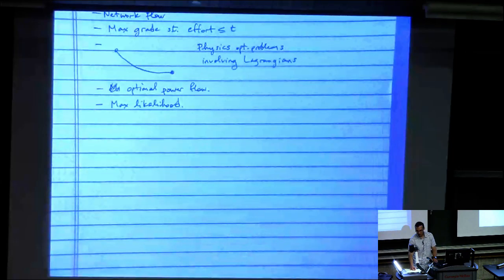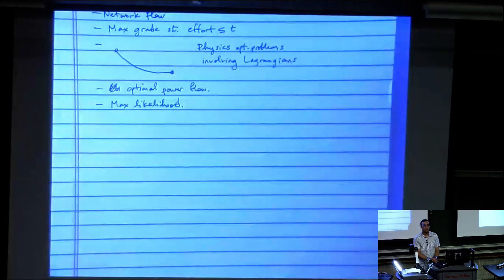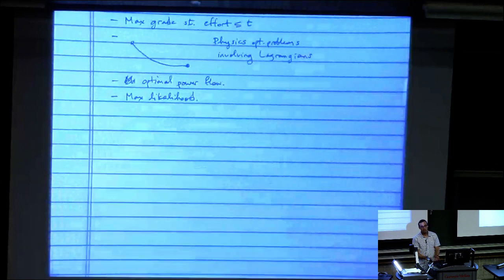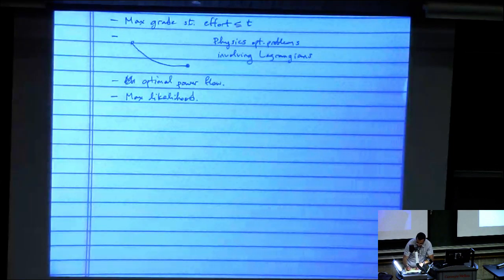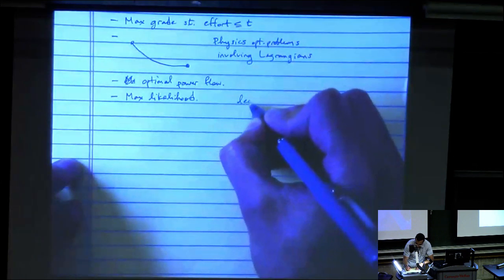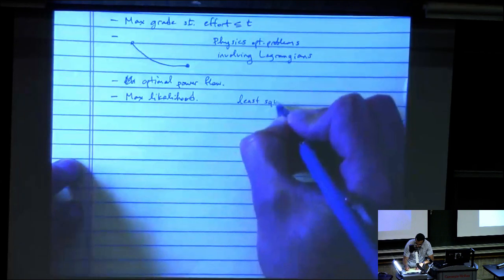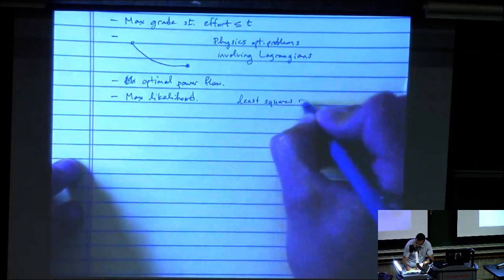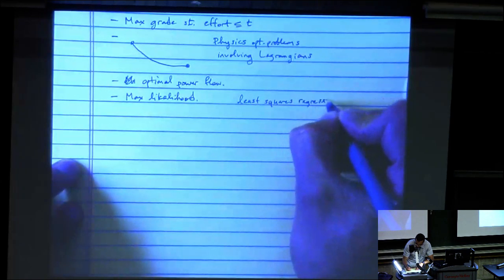So that's a statistics example. We have some likelihood. It's a function of some parameters. We want to maximize the likelihood to find the parameters. That already encompasses, as an example, things like least squares regression. And logistic regression.